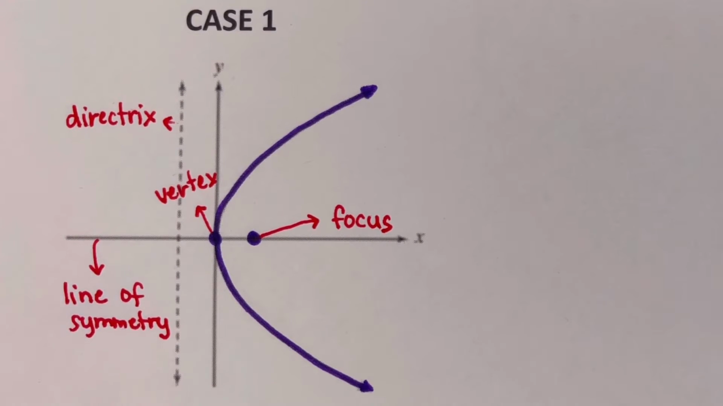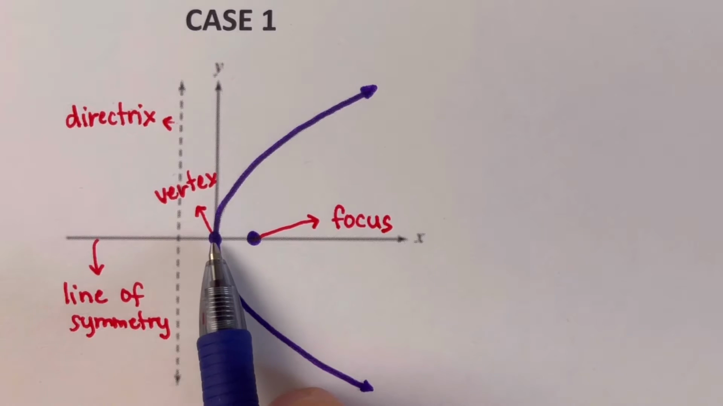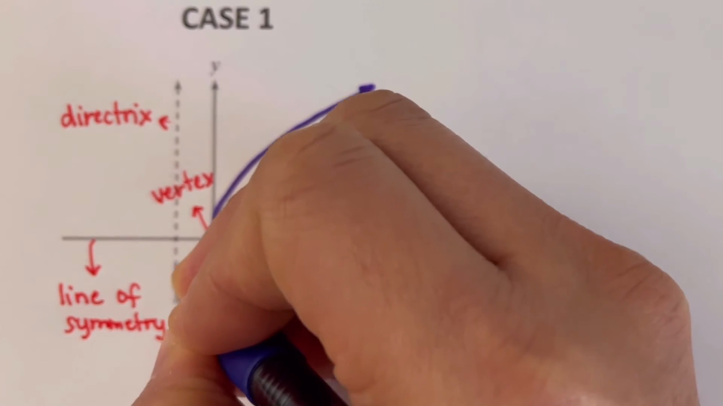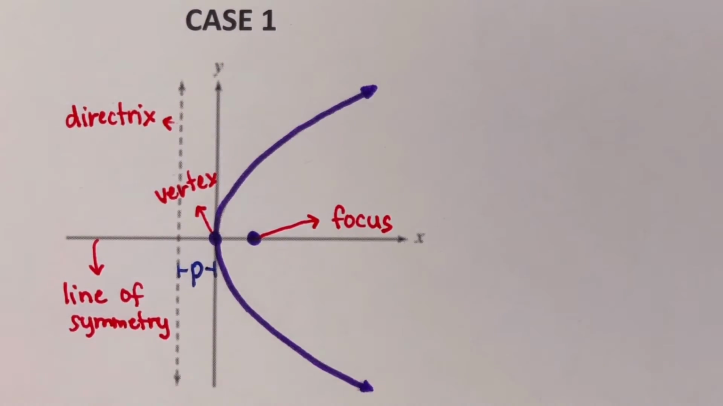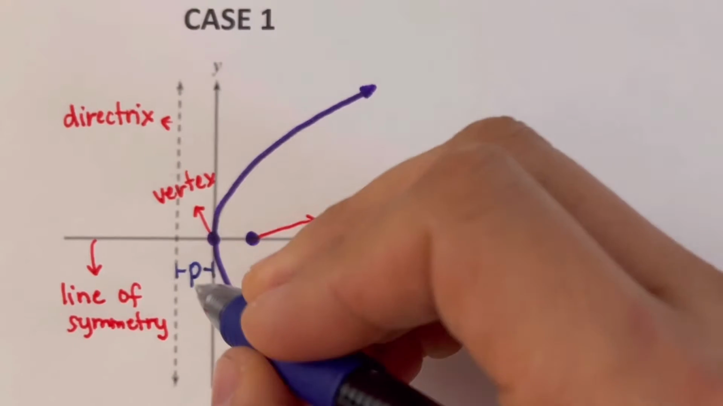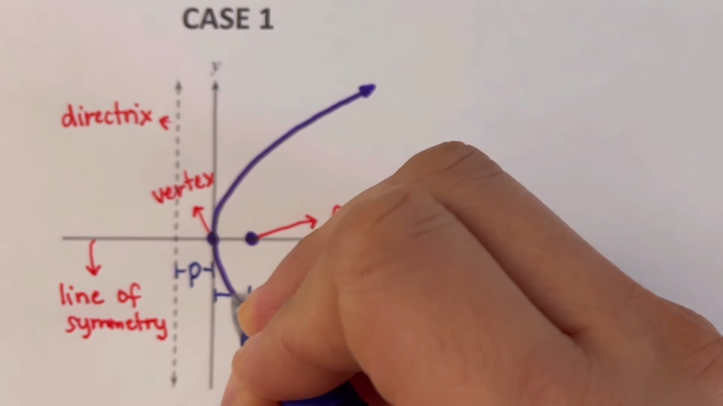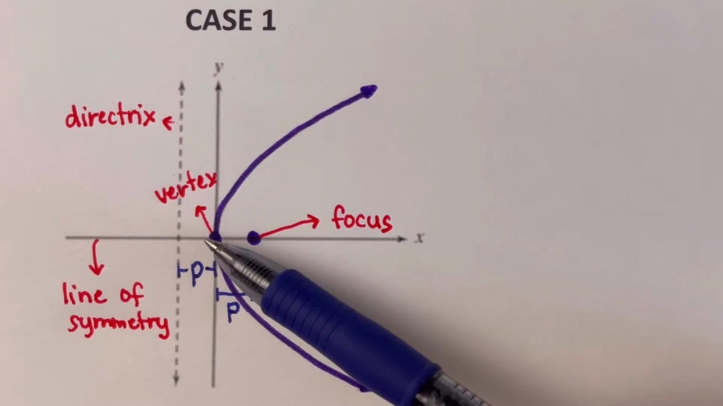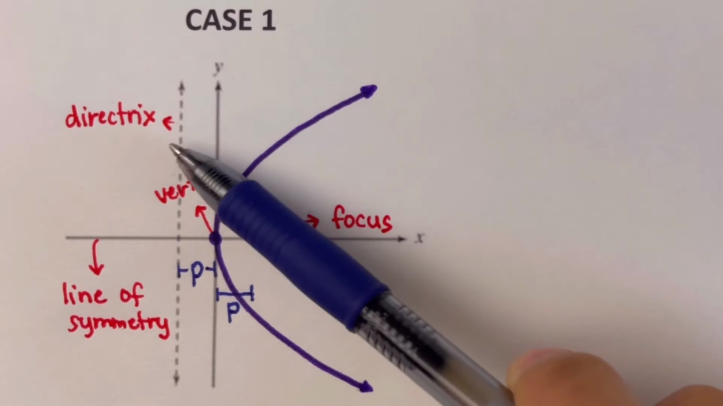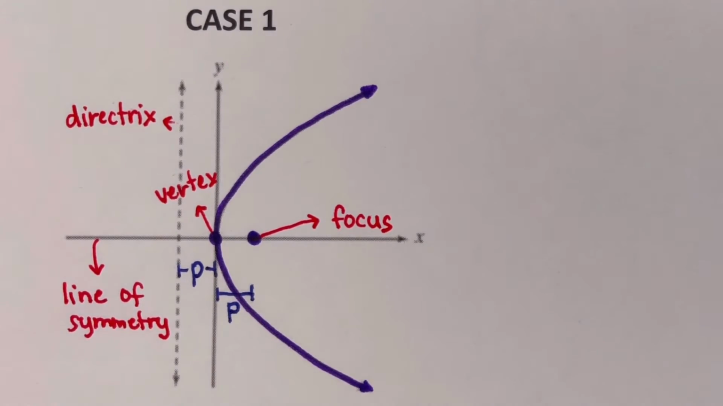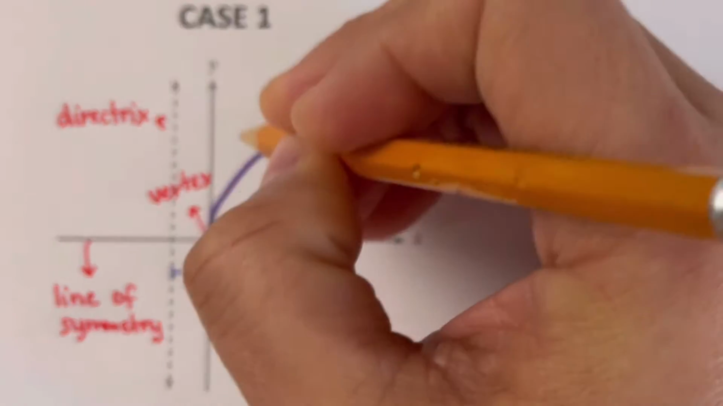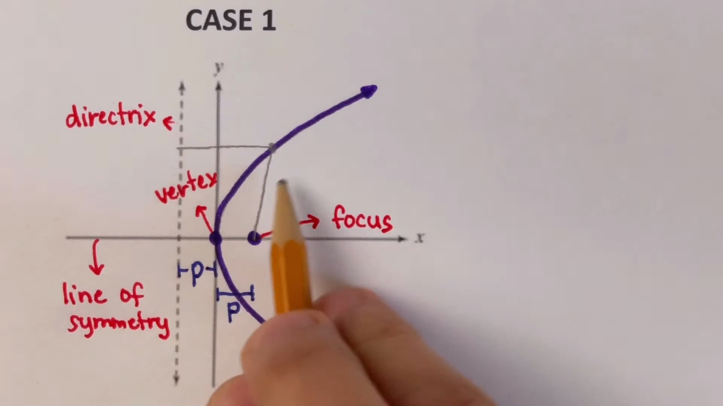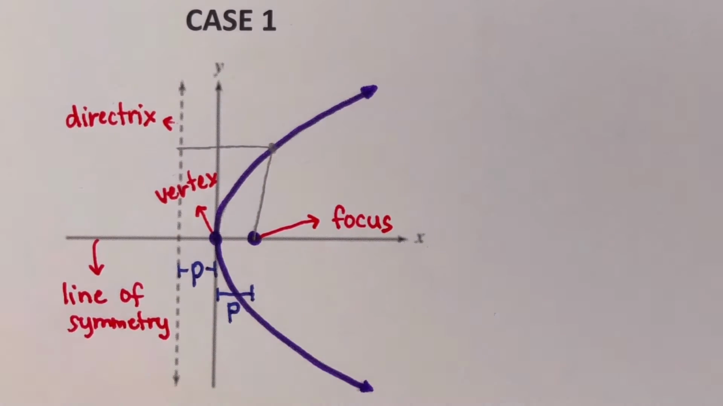Please remember that the distance from the directrix to the vertex is represented as p. So I'm just going to go ahead and label that up here. Now the distance from the vertex to the focus is also represented as p. So this is another p right here. This tells us that for every point on the parabola, the distance from the directrix and the distance from the focus will always be the same. Meaning if we take this point right here, these two distances will be the same. And that is true for all the points on the parabola.